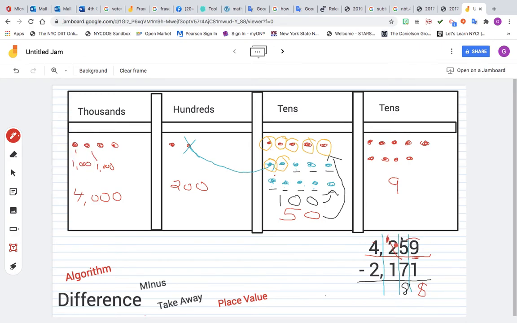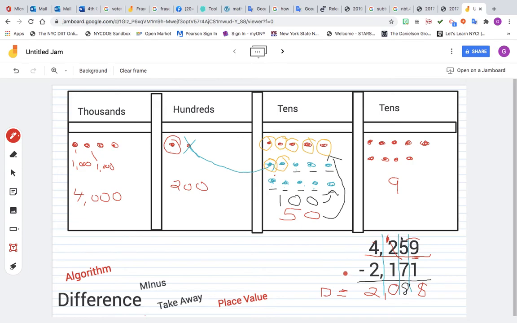Now there's only 1 left, and this is what that 1 represents. There's only 1 left, but 1 minus 1 is nothing. It is itself. And there is no need to regroup over here. So 4 subtracted by 2 is 2. So D, or the difference, equals 2,088. Now let's see if that is correct.